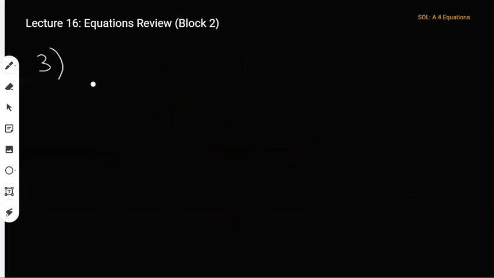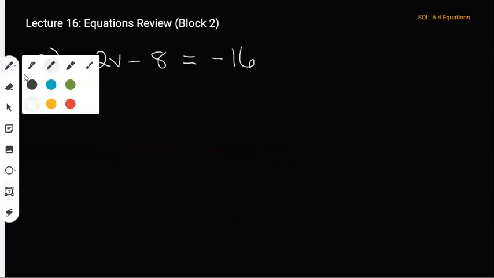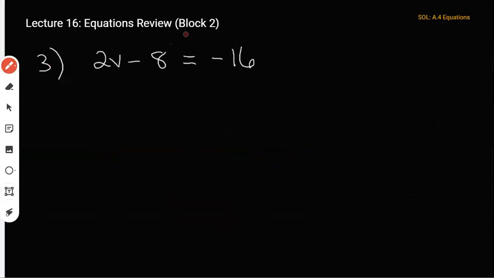Okay, so for number 3, we are given 2v minus 8 is equal to negative 16. What I want to do is get the variable v by itself. So that means I need to get rid of 2 things. I need to get rid of the negative 8, and I'm going to do that first. And then after that, I need to get rid of the 2 out in front. I'll do that last. But to get rid of a -8, I have to do the opposite of a minus. I have to do a +8 on both sides.